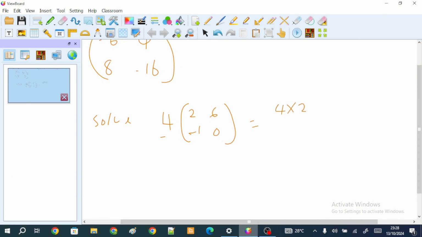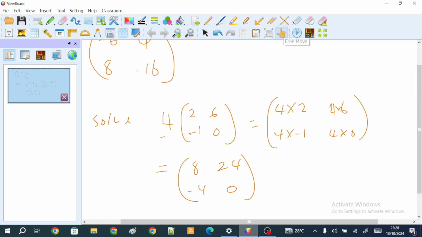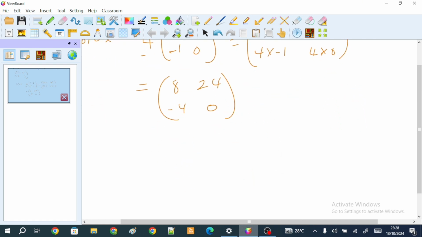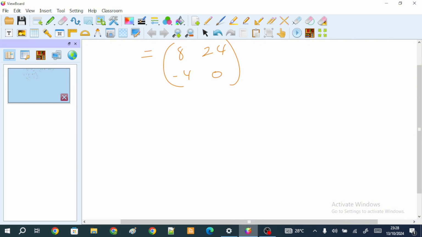So 4 multiplying 2, 4 will multiply 6, 4 will multiply -1, and 4 will multiply 0. In this case we are going to have 8. 4 times 6 is 24. 4 times -1 is -4, and 4 times 0 is 0. So this here is scalar multiplication of a matrix by a scalar number.